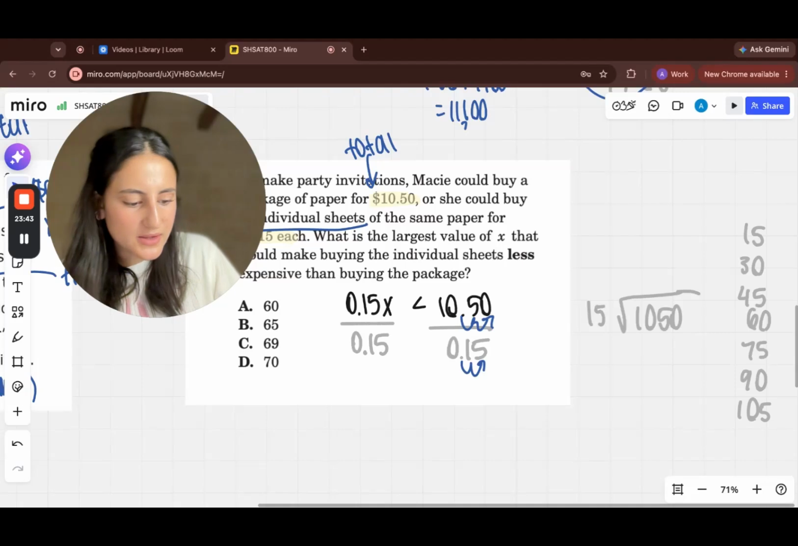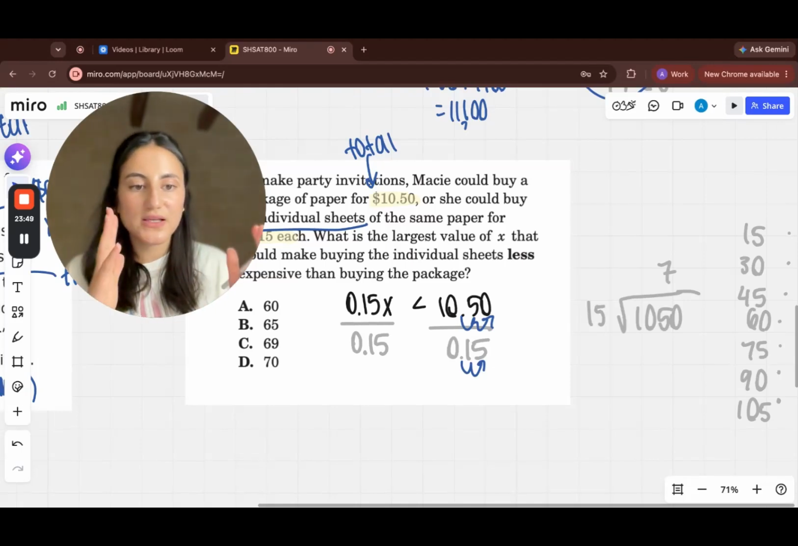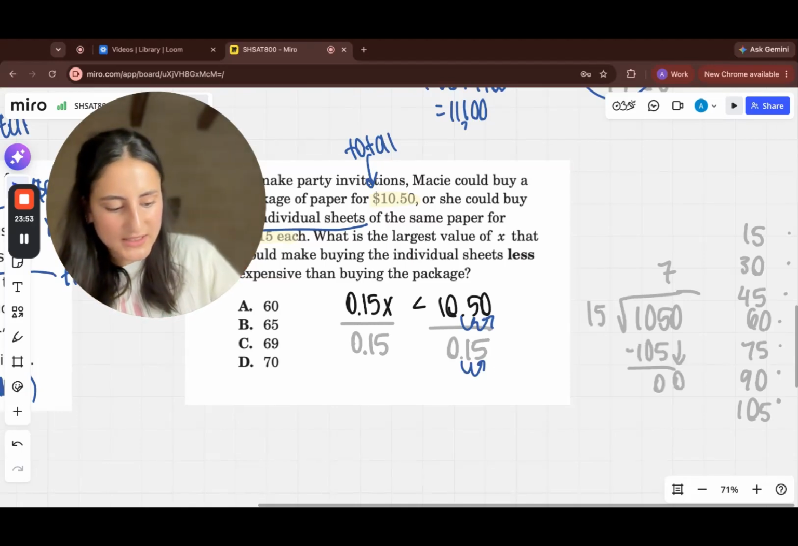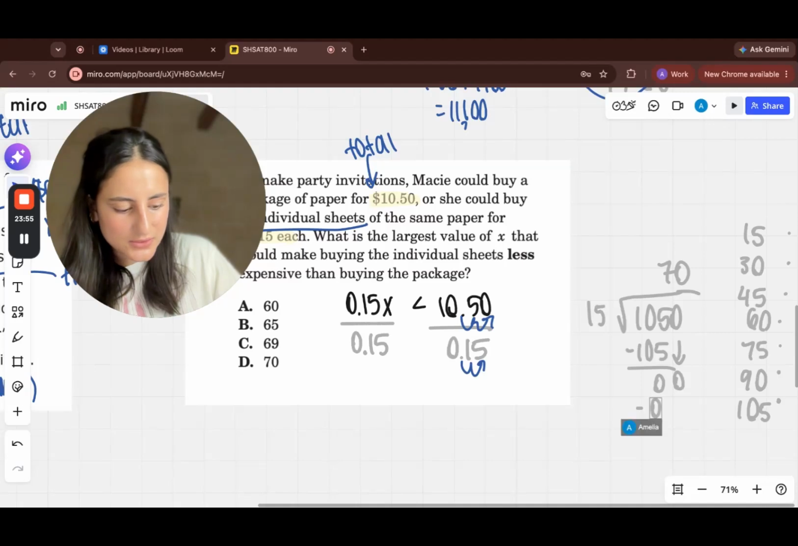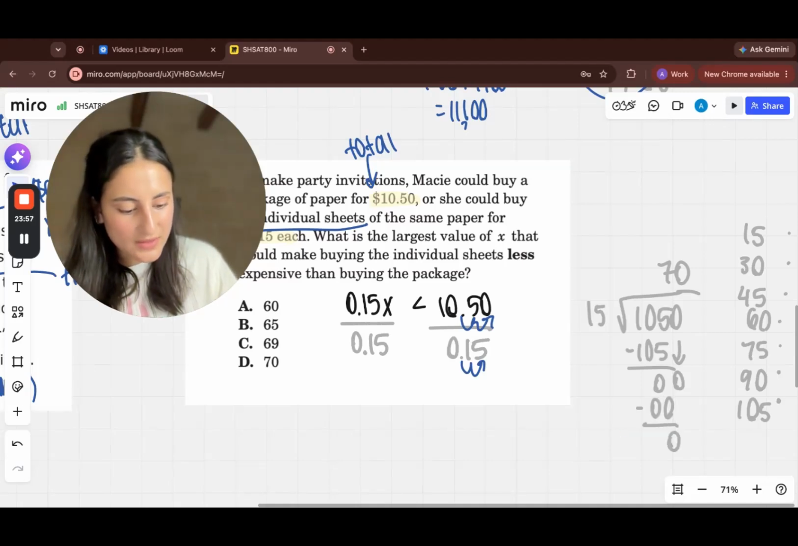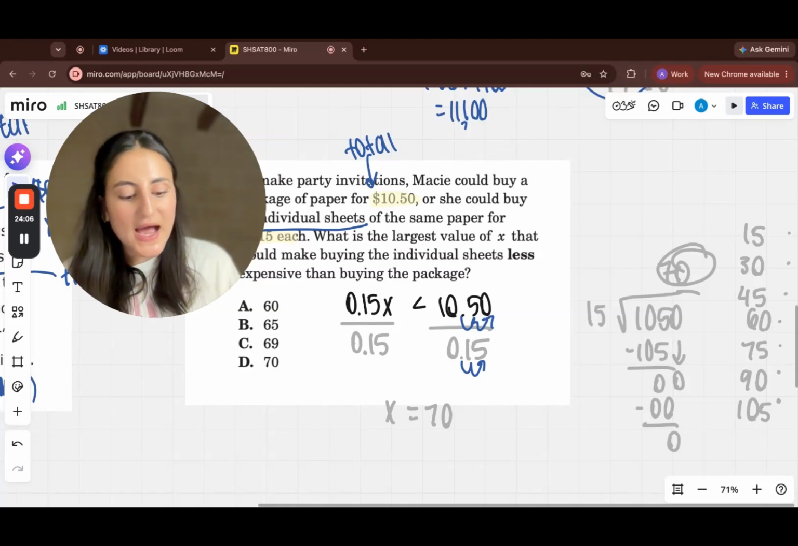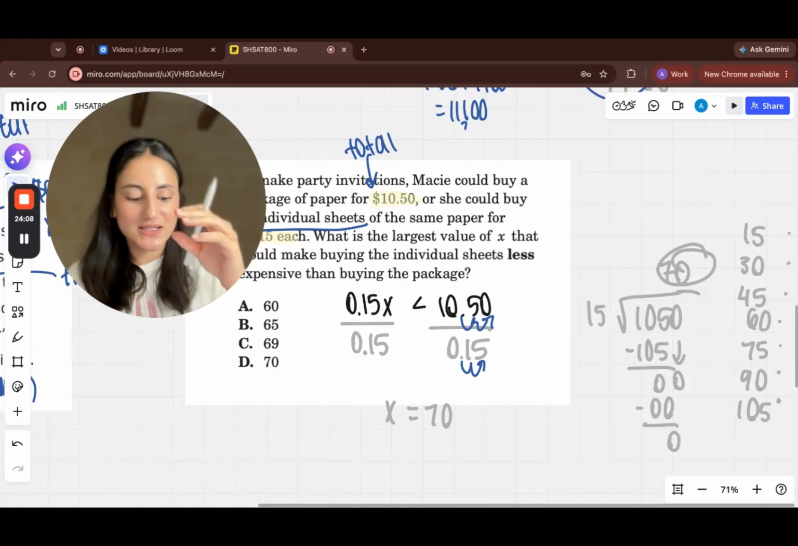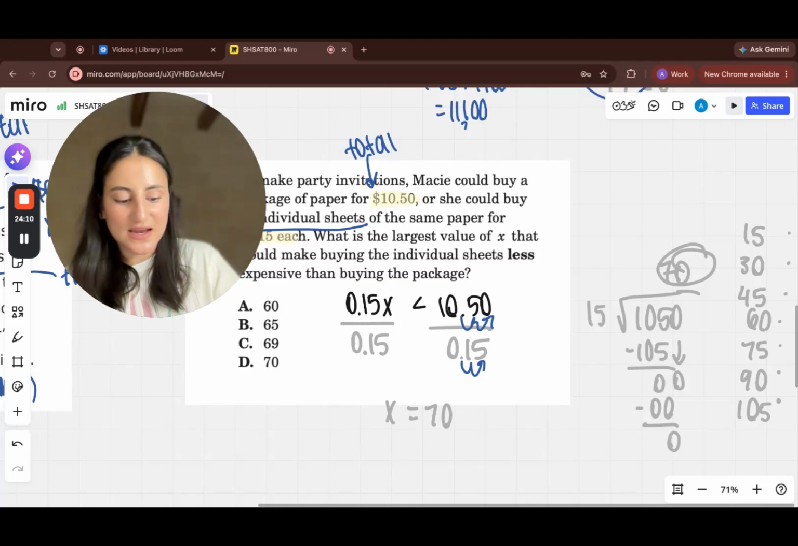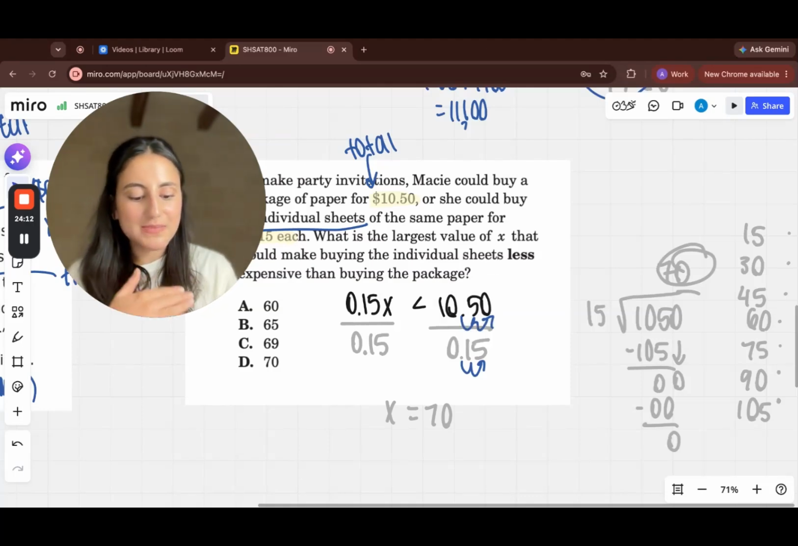And you can see that it goes in how many times? 1, 2, 3, 4, 5, 6, 7 times. So 15 goes into 105 7 times. It doesn't go into 0 any times. So we end up with the answer being 70. But X being equal to 70 means that 0.15 times 70 gets us 10.50. And we want it to be less expensive.